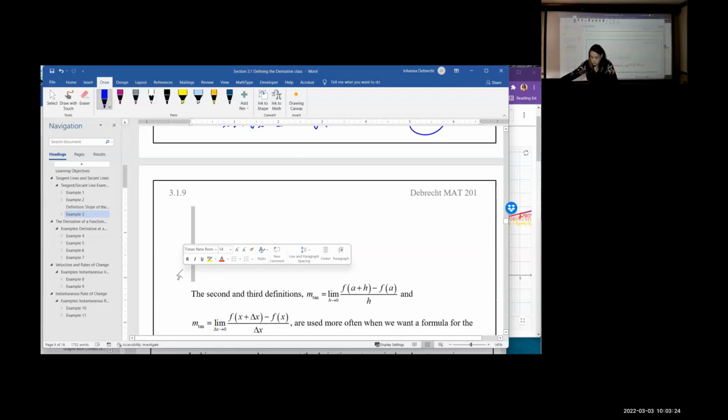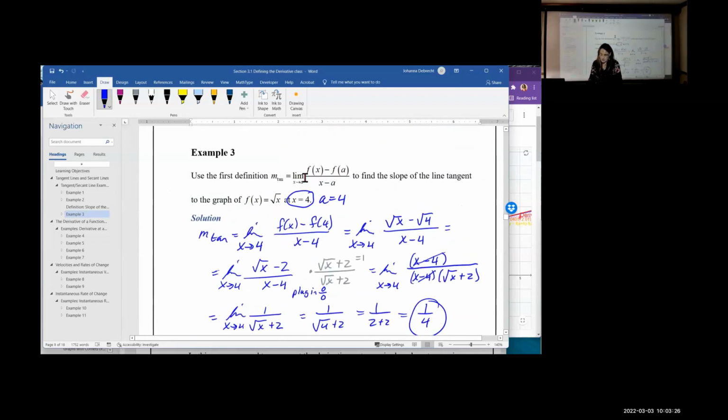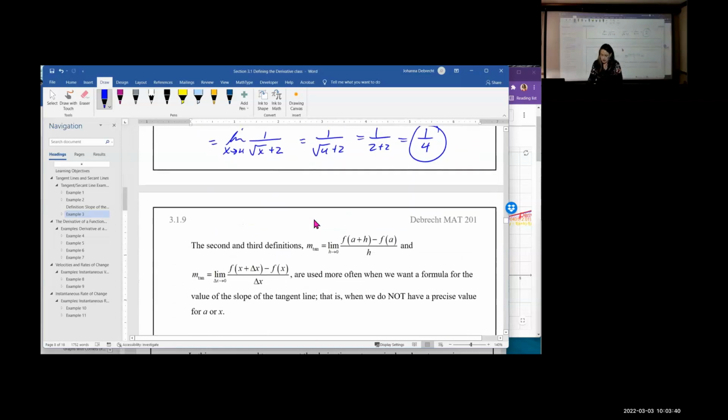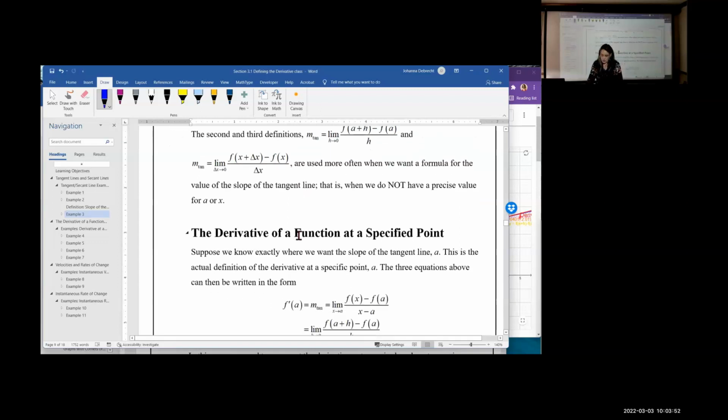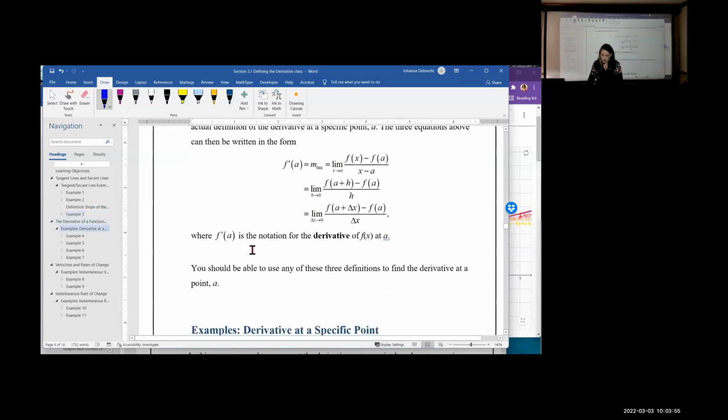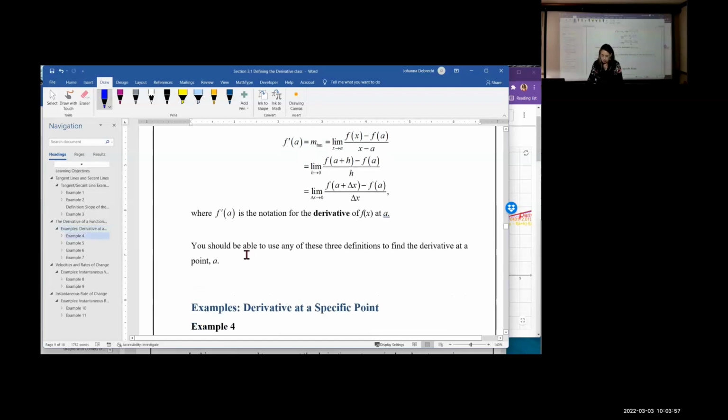Now, that's the formula that we use most often, this f of x minus f of a over x minus a. That's the form we use most often when we want the derivative at a particular point. We know a is 4, all right? The other two tend to be ones that we use when we want a formula for the value of the derivative at any value of x, not just at 4, but at any value. But we can use any of them to find the value at a particular point, all right?